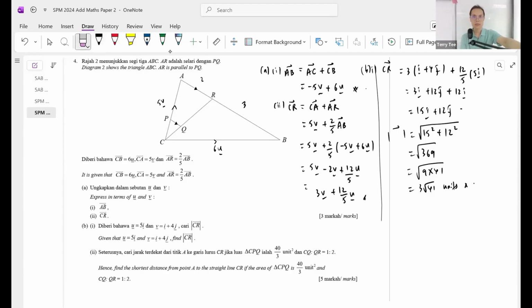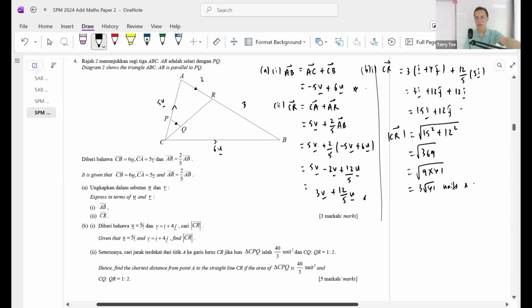Okay, my CR a bit ugly. Let me fix this. CR. Okay. Now, we got the magnitude CR already. Be Roman 1. Roman 2. This one is very interesting. Hence, find the shortest distance from point A to straight line CR. If the area of triangle CPQ is 40 over 3. Triangle CPQ is a small area here.